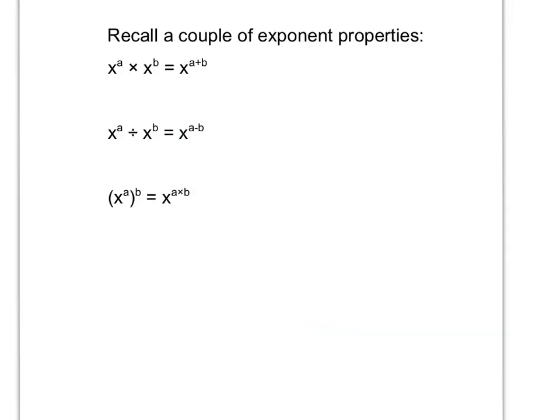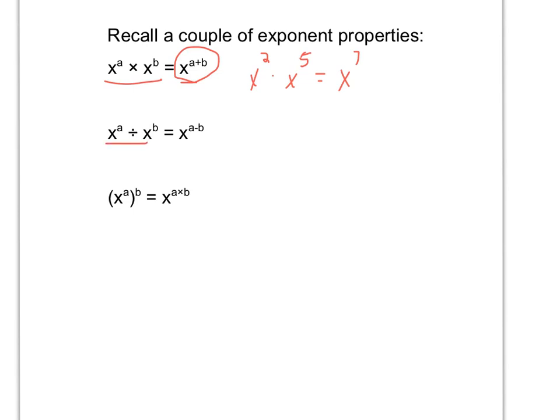Now, reviewing some exponent properties. If you have x to the a times x to the b, that's the same as x to the a plus b. In other words, x squared times x to the 5th becomes x to the 7th.